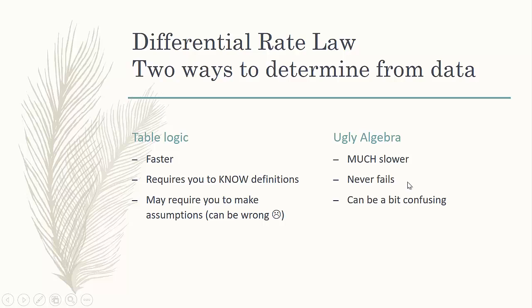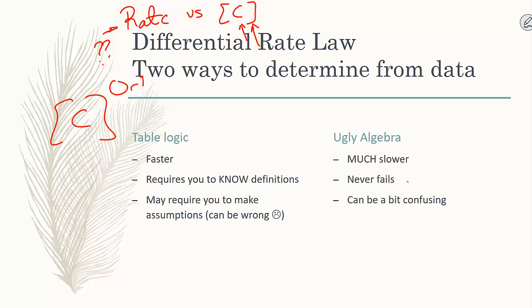Now there are 2 ways to analyze the data for what is known as the differential rate law. Differential rate law means that the data I give you is going to be rate versus concentration. I'm going to provide you the rate of a reaction based on the concentration of reactants. And you need to look at the reactants and how they changed in concentration and what that did to the rate to determine what their order is.